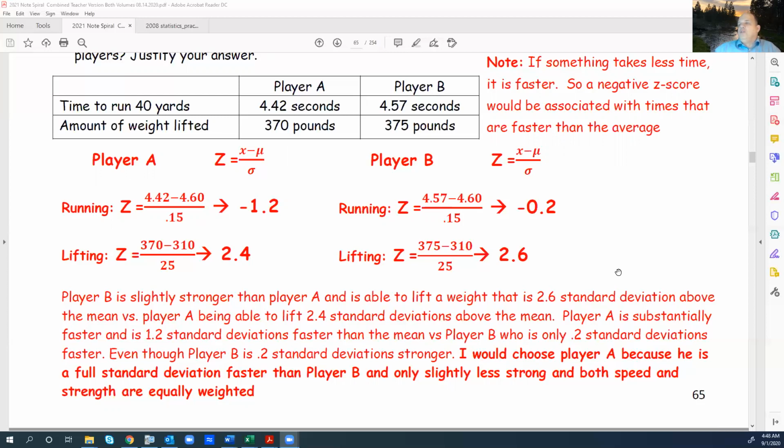Even though player B is 0.2 standard deviations stronger, I would choose player A because he's a full standard deviation faster than player B and only slightly less strong, and both speed and strength were equally weighted in the decision. So it's really important that you give a decision and you give it in context, and you also need to summarize what it is you found, and that needs to be true for any AP Statistics question for the remainder of the year. So see, you can use z-scores to make comparisons for different people, or different things, to make a decision.